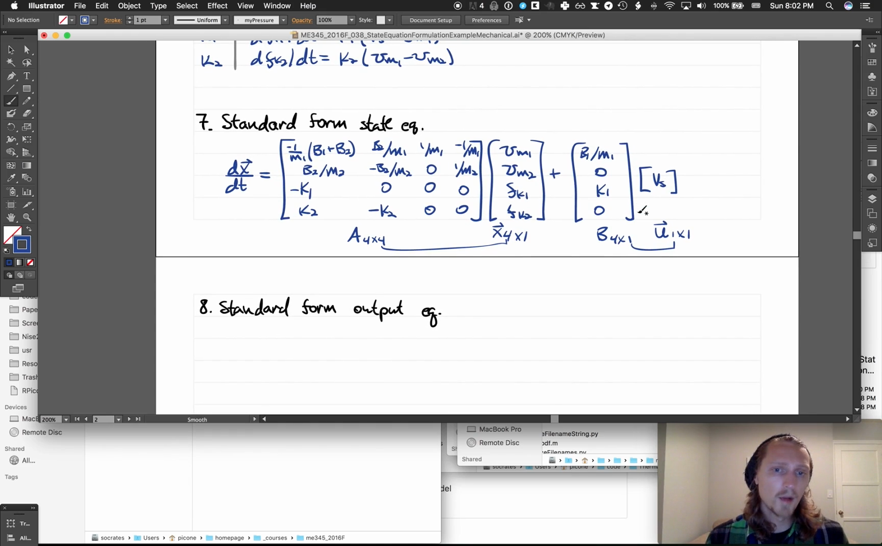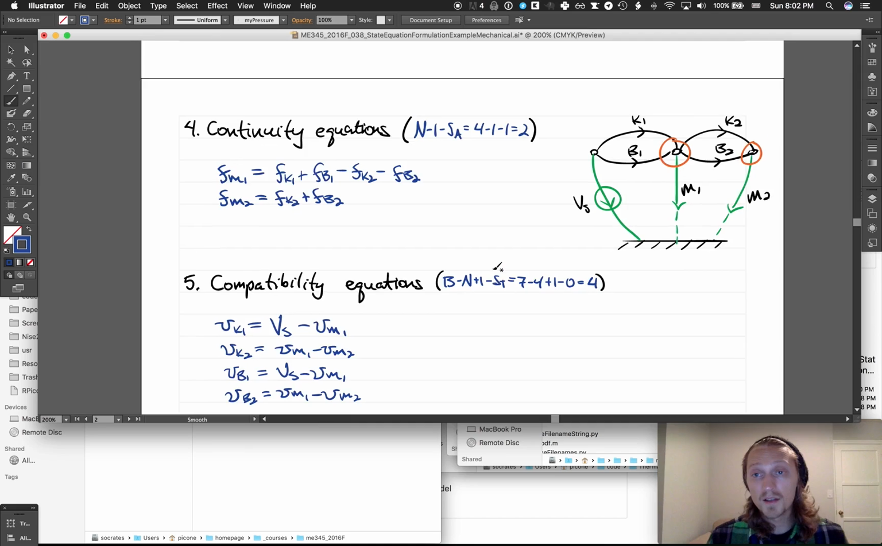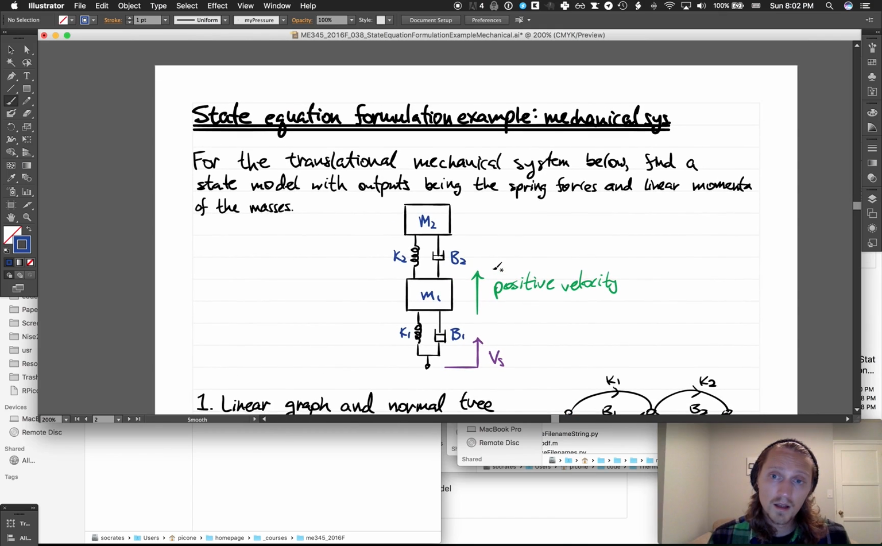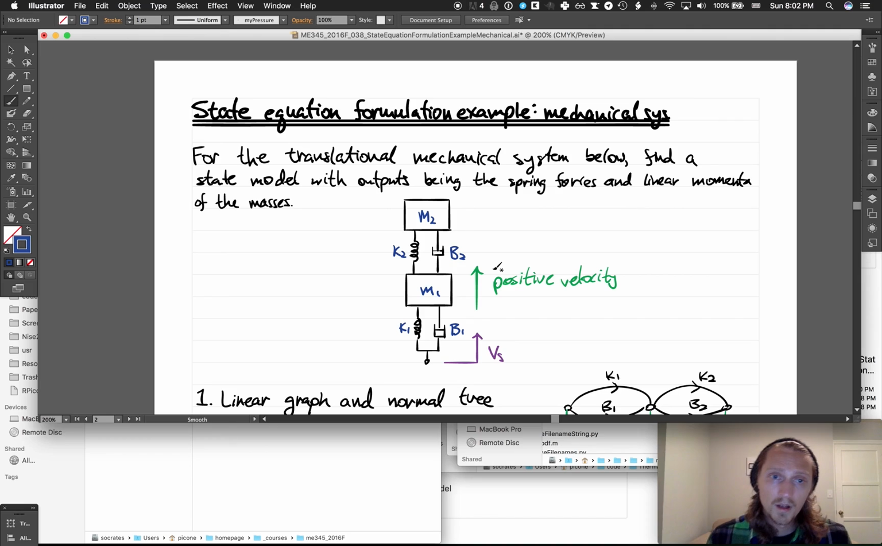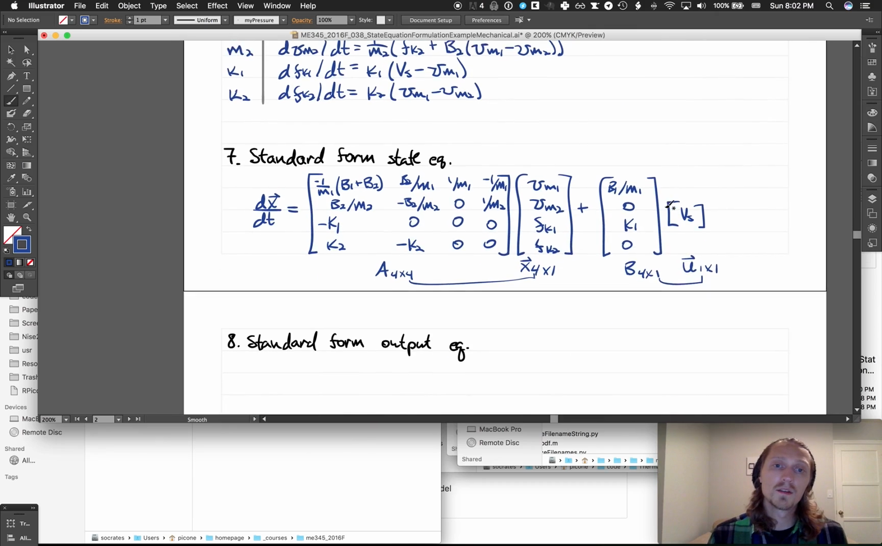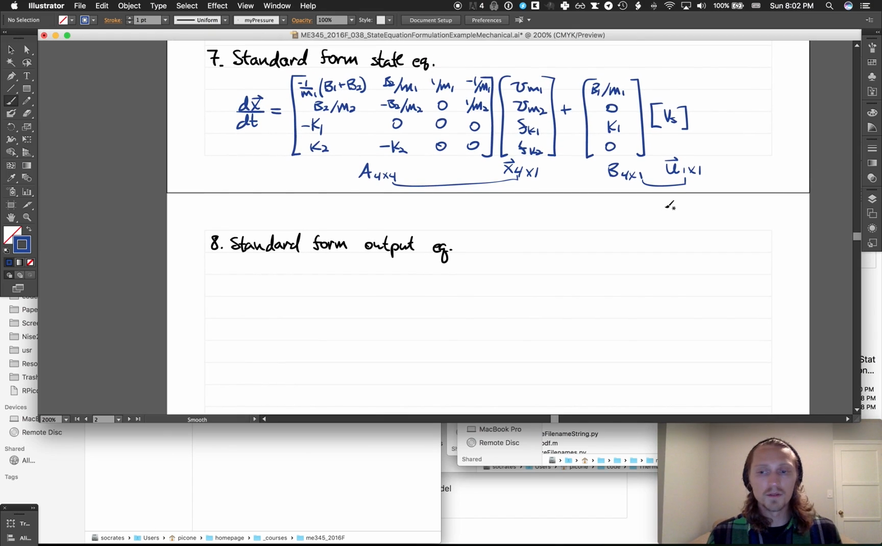Our standard form output equation we can write. So we asked at the beginning, when I ask you for the output equation, you need to know what the outputs are. And in the problem, I stated that outputs are the spring forces and linear momenta of the masses. Okay? So what we need to write is, so the forces on the masses, we need to write an equation for each of these outputs. The forces on the masses are, so I'm going to write it not in standard form first.